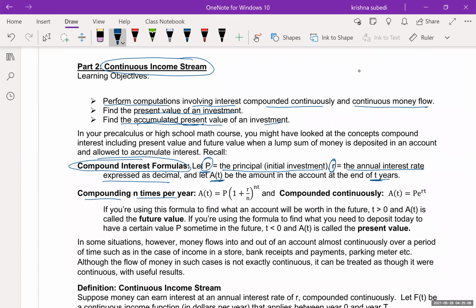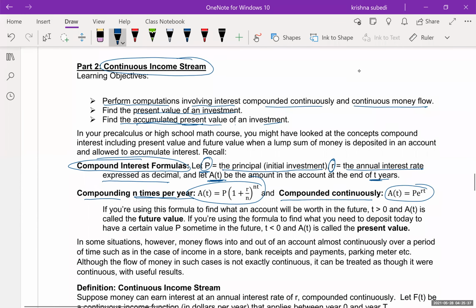compounding n times. So if the interest compounds n times per year, then here is the formula. And if the interest is compounded continuously, then here is the formula. These are the two formulas I believe you have already done in your high school or pre-calculus.